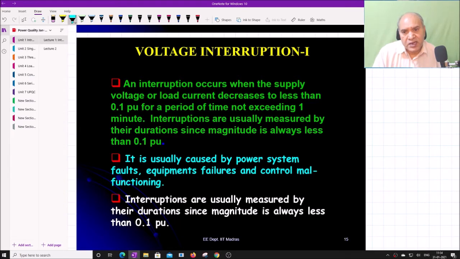And the voltage interruption is basically the non-availability of the voltage. So when the magnitude is less than 0.1 per unit for a period of 1 minute, then it is defined as voltage interruption. It's normally caused by power system faults, equipment failures, and control malfunctioning. And these are usually measured by their durations, because the magnitude is almost close to 0, less than 0.1 per unit.